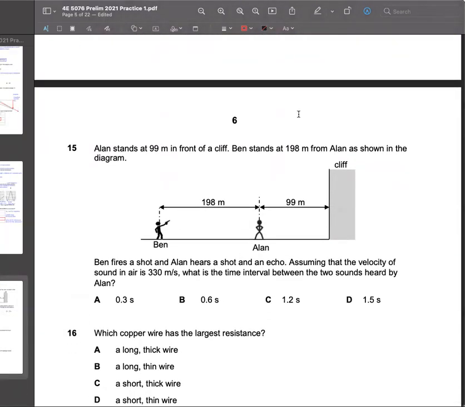Okay, 15. Where's the first sound? First sound is directly from Ben to Alan. Second sound is from Alan, hits the cliff, and then goes back to Alan. So what's the sound interval? The sound interval is just this 99 meters times 2. So the interval will be 2 times 99 divided by 330.